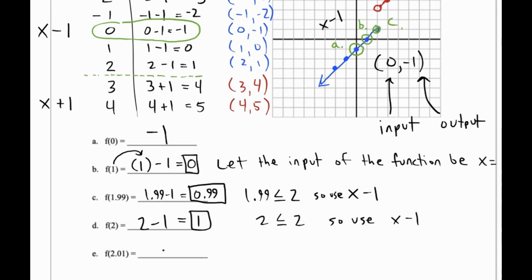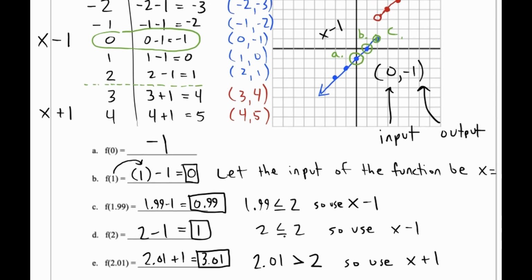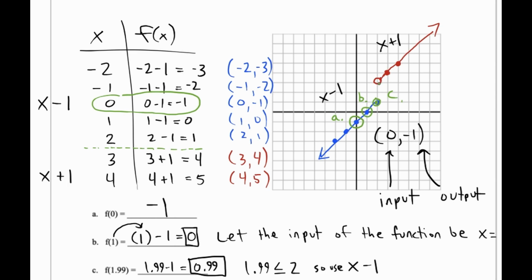But then they ask for f of 2.01. 2.01 is greater than 2. So we will now switch formulas to x plus 1. And we get 3.01. So now, where are we? We would be right here on the edge. We're really close to the cutoff, but we're on the red line now. That is E.